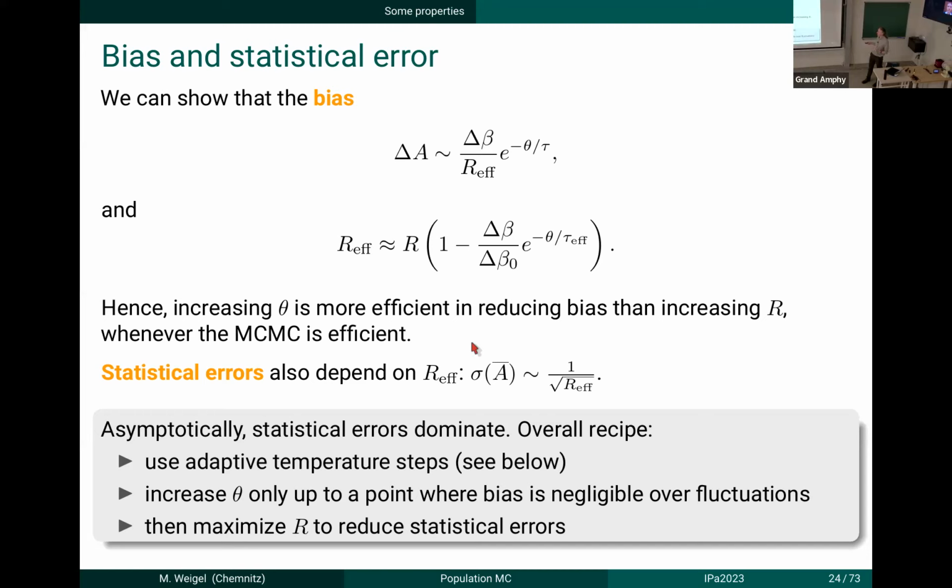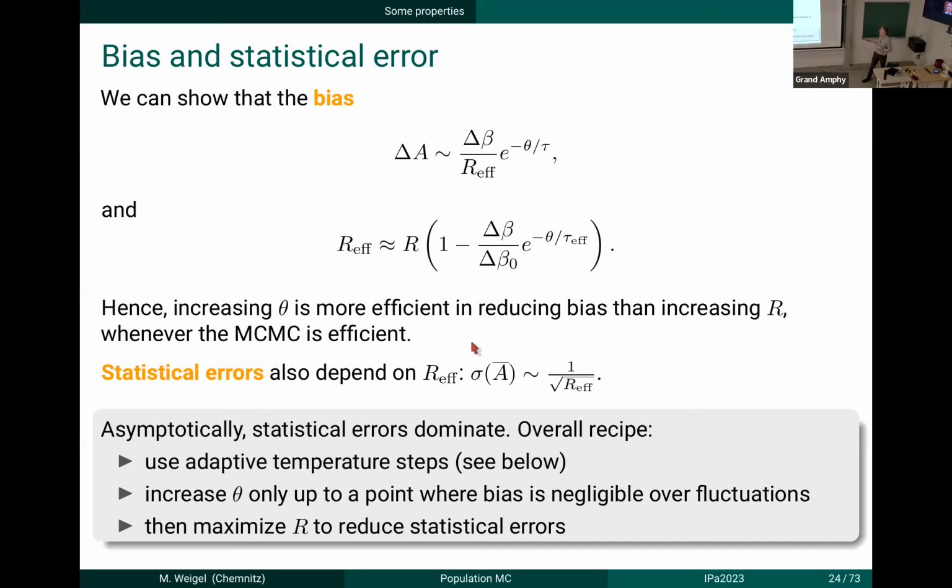One thing I will just now mention on one of the next slides is it's much better to use an adaptive temperature schedule instead of just doing fixed steps once you've done that. So that takes care of the delta beta parameter for the temperature protocol.